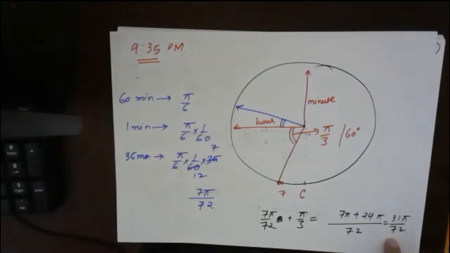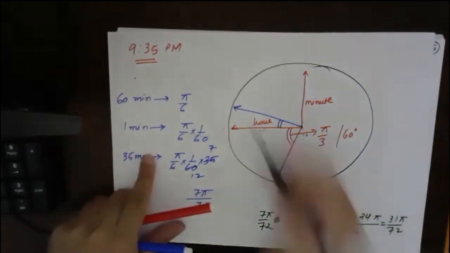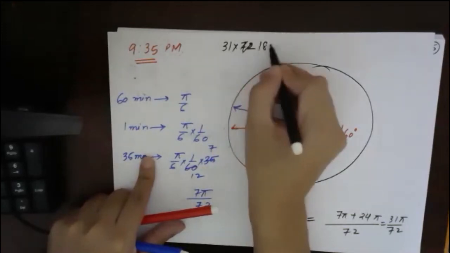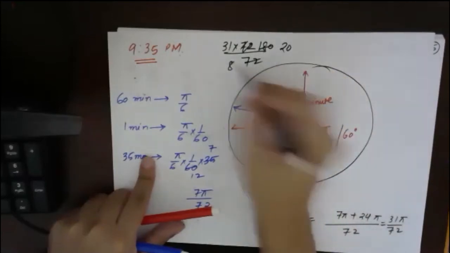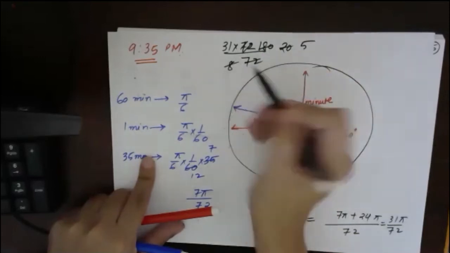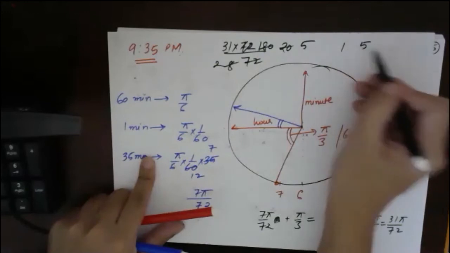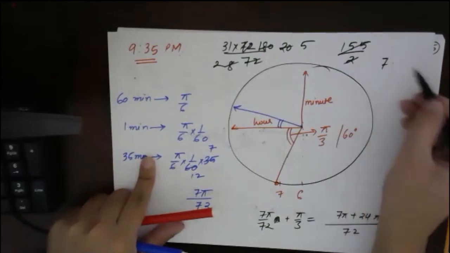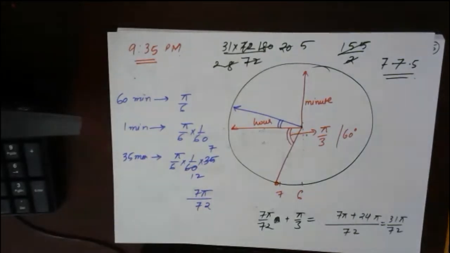If I try to find out the angle in terms of degrees, this is 31 into 180 by 72. So 9 20s are 180, 9 8s are 72, so 4 5s are 20, 4 2s are 8, 5 1s are 5, 5 3s are 15 by 2. So this is 77.5 degrees. Yes, 77.5 degrees.